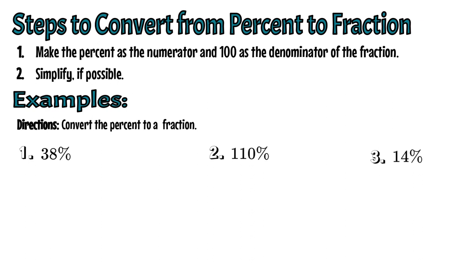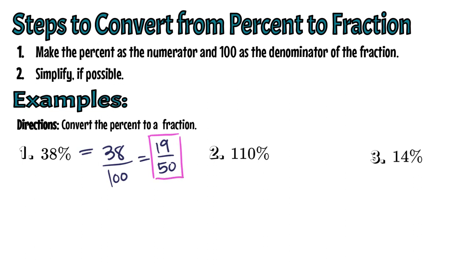So in number 1, 38% is the same as 38 over 100. All that's left is to simplify. Both numerator and denominator divide by 2. 38 divided by 2 is 19, and 100 divided by 2 is 50. So 38% can be written as 19 over 50.